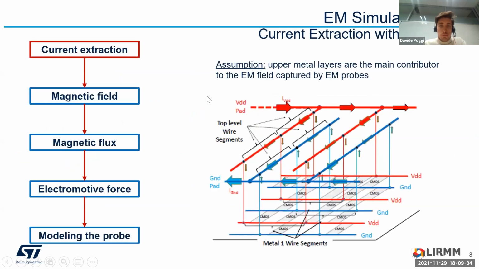So the first step that we have to follow to model the magnetic field radiated by ICs is to extract the current flowing in the IC. We can make the following hypothesis: we will model only the current flowing in the upper metal layers of the IC, because these are the main contributors to the magnetic field captured by EM probes, as they are the closest to the EM probe when the side channel attack is performed front side. This is a hypothesis that we will verify during this presentation.